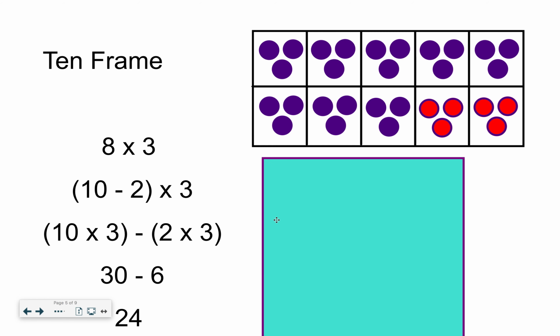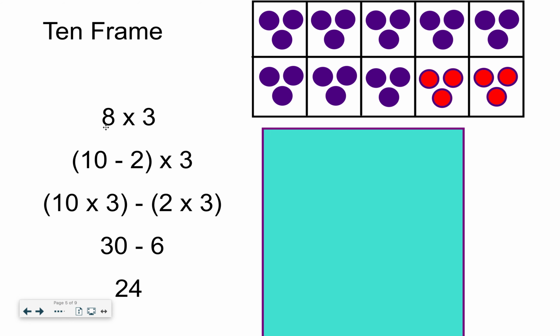So symbolically, here's how that would look. I thought of the 8 instead as 10 minus 2. So I took 10 times 3, which was 30. Then I took 2 times 3, which was 6. I just had to take the whole, which was 30, minus those 2 extra groups, which was 6, to get to 24.